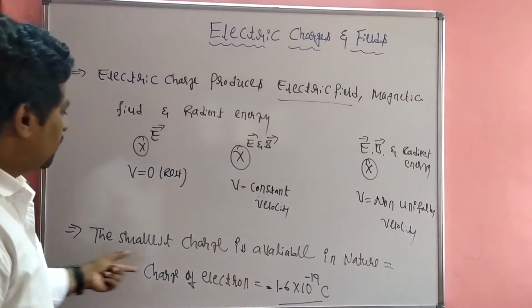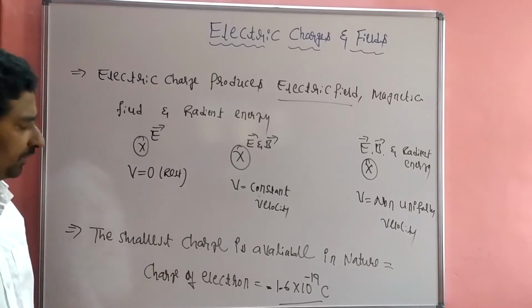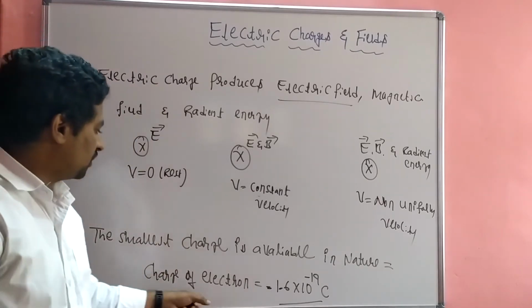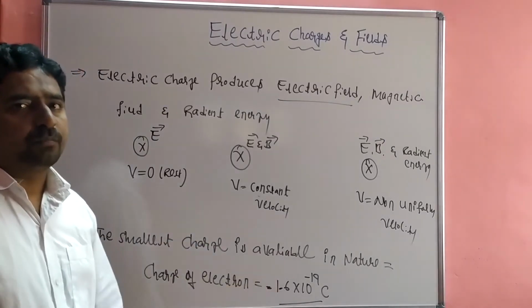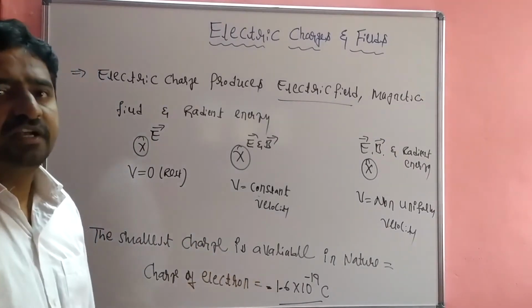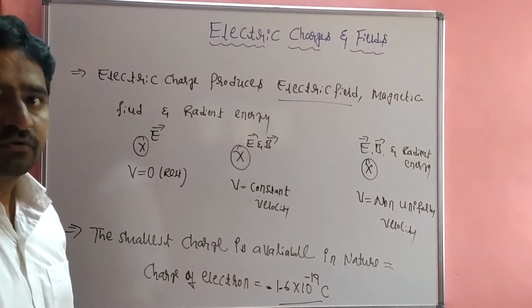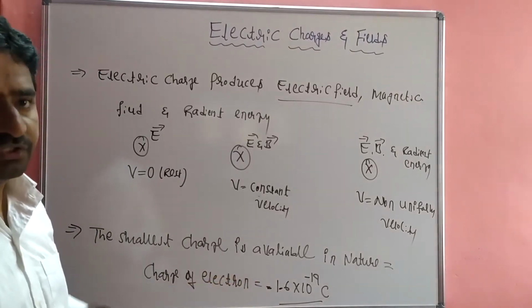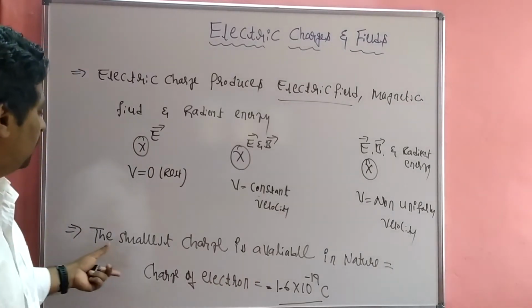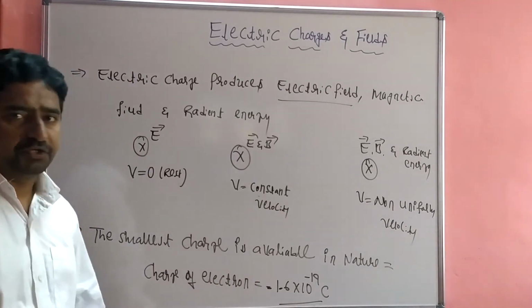The magnitude of charge of proton, how much? The magnitude of charge of proton is equal to the charge of electron but in opposite sign. So electron is negatively charged and proton is positively charged. That will be discussed in the later part. So this is the smallest charge available in nature.